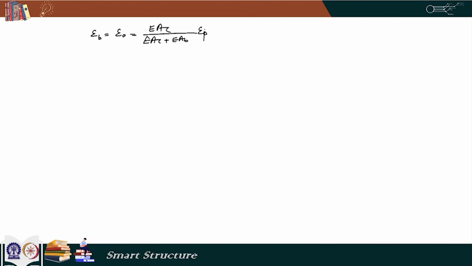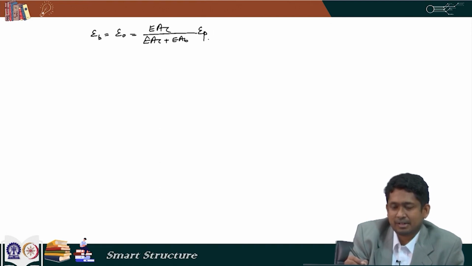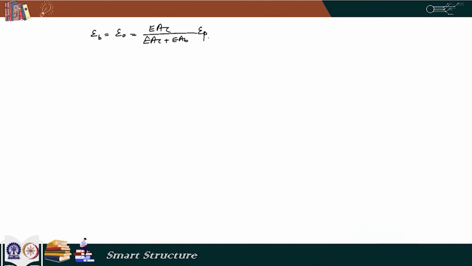And if we recall, we got the same expression for the pure extension case previously also when we were dealing with the Euler-Bernoulli beam based method. So, the block force assumptions do not alter the result here. Later on we will see that when we talk about bending, the result gets changed.